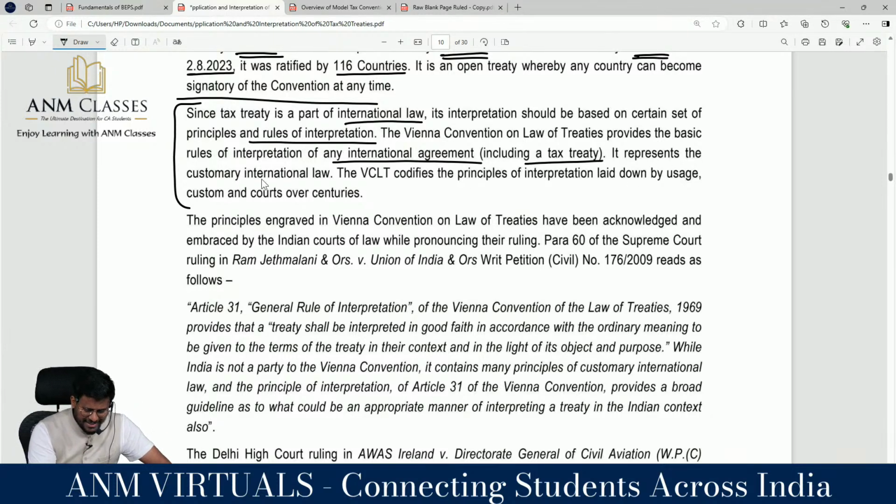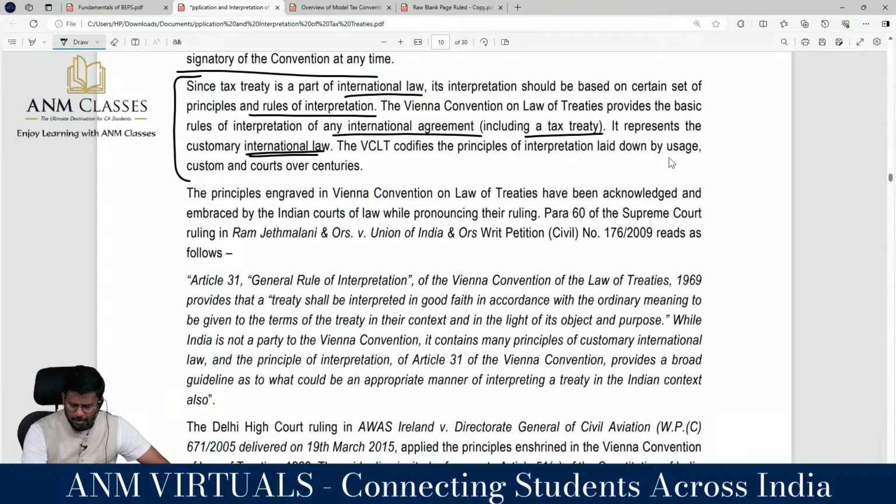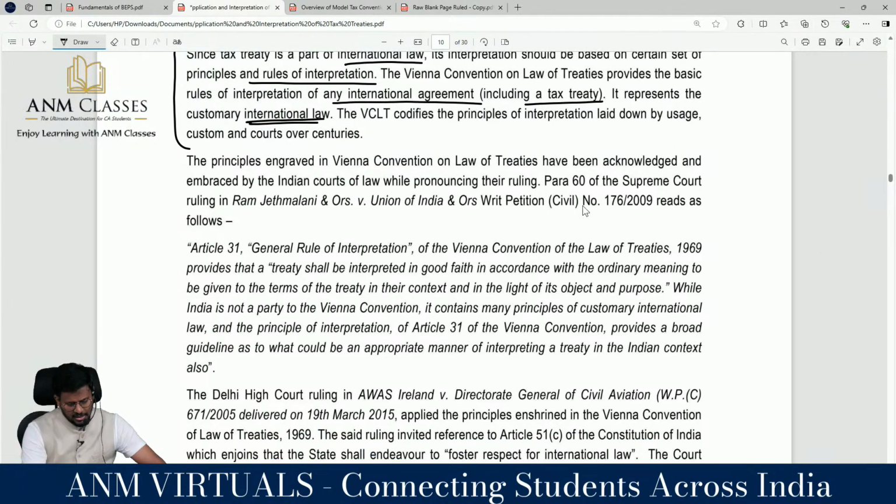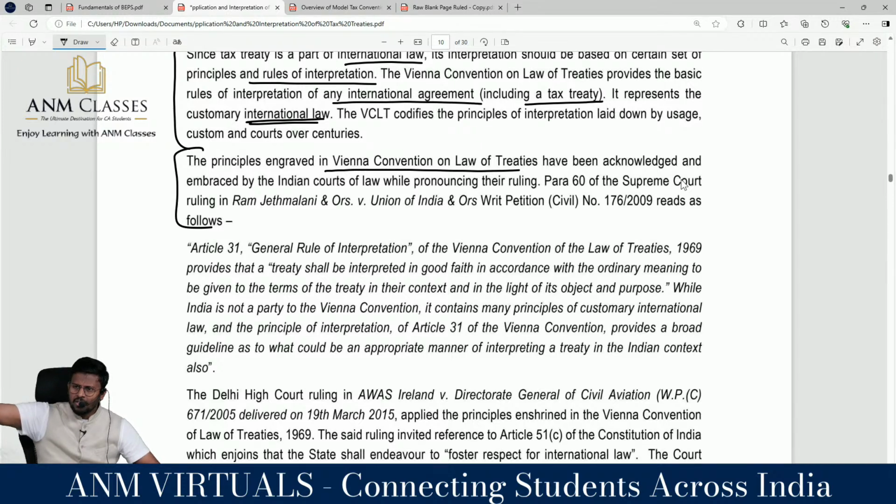It represents customary international law. Customary means tradition, from time immemorial. The VCLT codifies the principles of interpretation laid down by usage, customs and courts over centuries. The principles engraved in the Vienna Convention of Law of Treaties have been acknowledged and embraced by courts of law. While pronouncing their rulings, sometimes even the Supreme Court says, as per the Vienna Convention of Law of Treaties, this is the interpretation we are supposed to take.